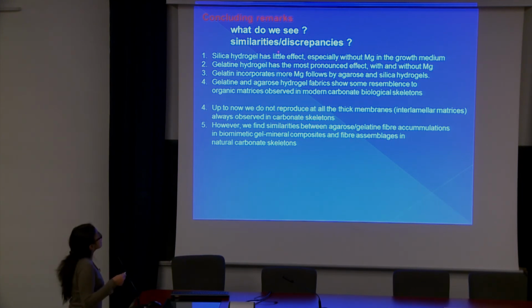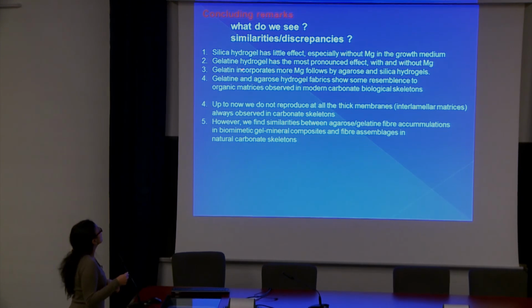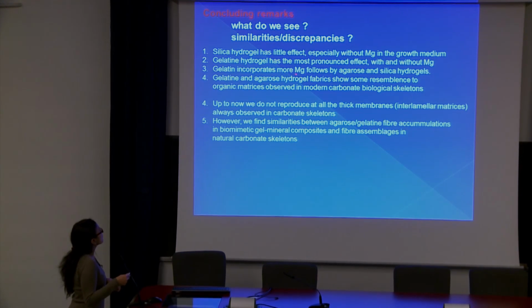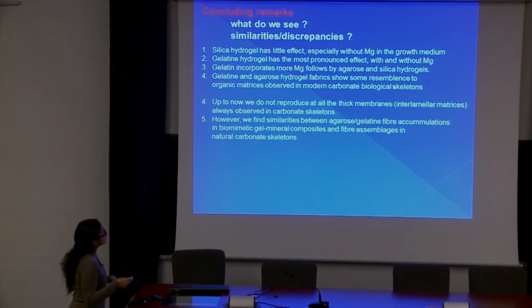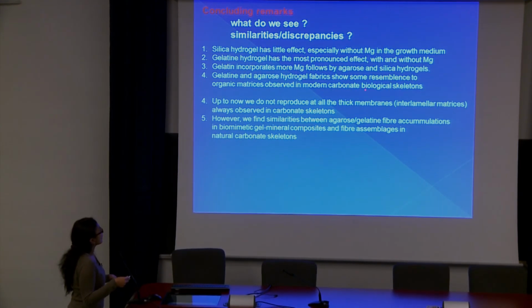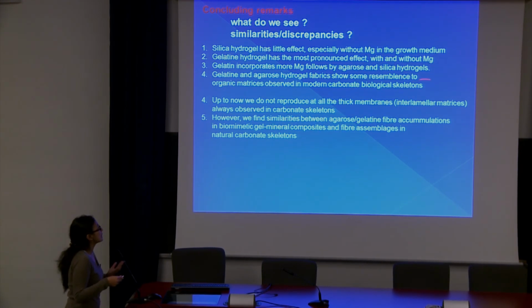So then silica hydrogel has little effects, especially without magnesium in the growth medium. And gelatin hydrogel has the most pronounced effect with and without magnesium. And gelatin incorporates more magnesium, followed by agarose and silica hydrogels. Gelatin and agarose hydrogel fabric show some resemblance to organic matrices observed in modern carbonate biological skeleton. And up to now, we do not really reproduce all the thick membranes we saw from the organism.